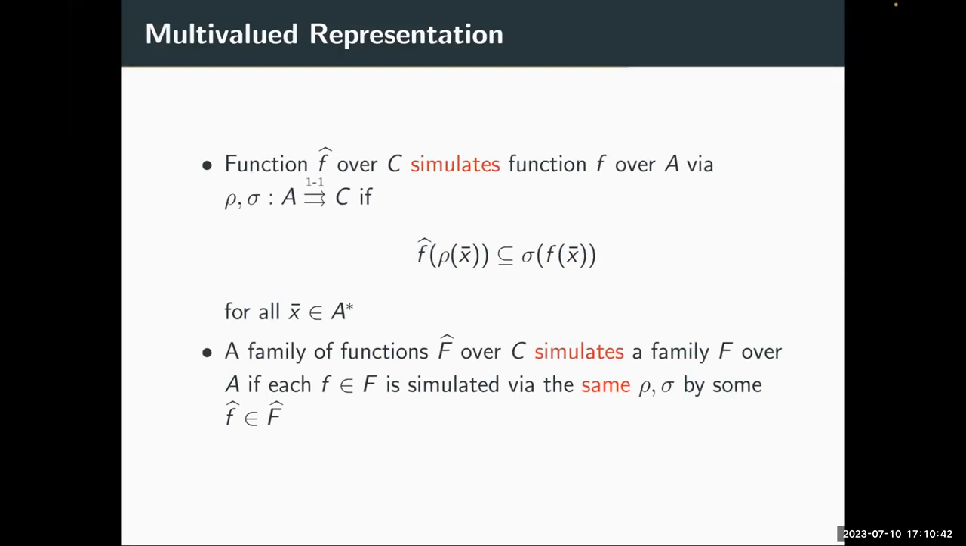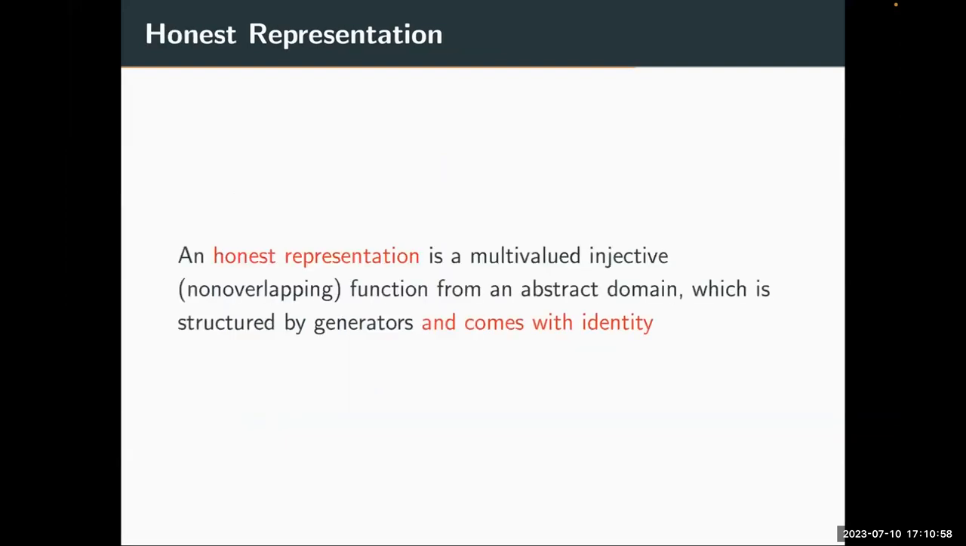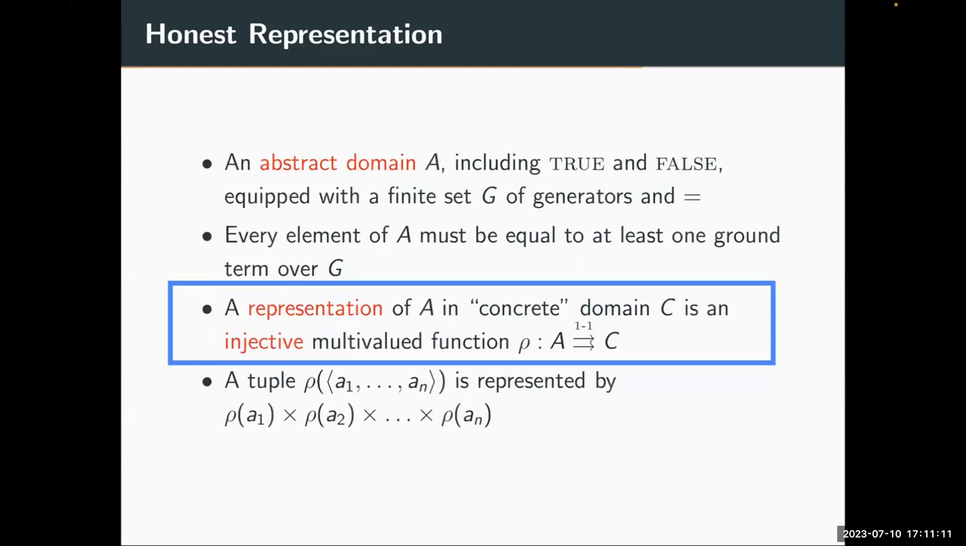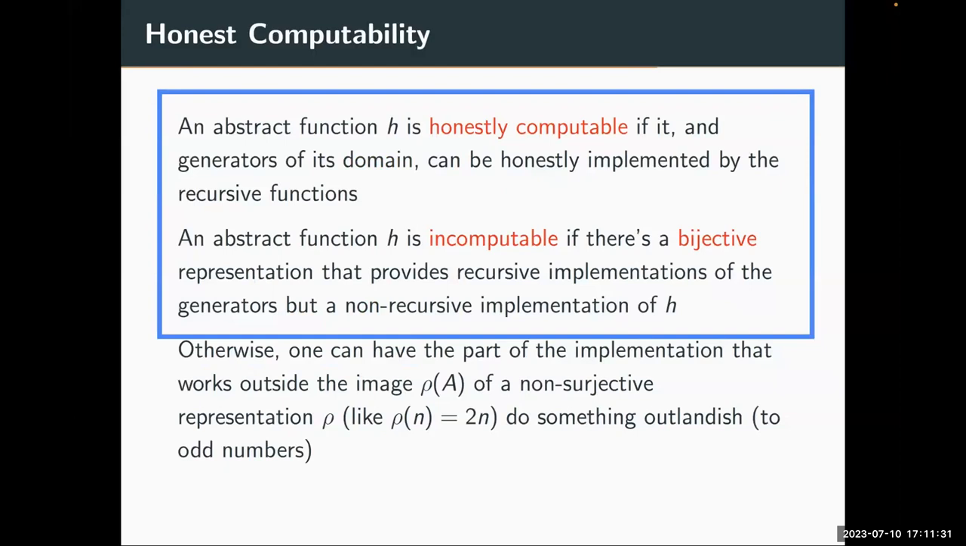I'm saying that we want to compare. We're going to use representations, and we're going to be generous in what a representation can be. And we can have multi-valued representations, which is like the diagram we saw before. So I would say that a representation is honest if it's injective. But I also want generators and identity. So we have two domains, the abstract and C. We're going from one domain to the other, call the one on top abstract and the implementation C. And we're mapping values of the domain from A to C in some multi-valued injective function rho. And then we can say that an abstract function is honestly computed if it does it under some such representation.